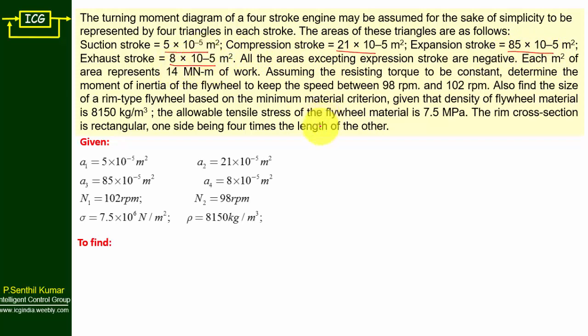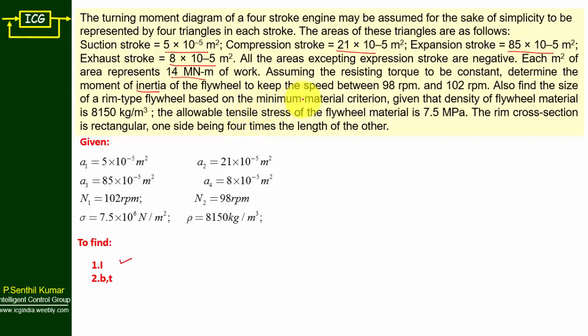So let me represent all these data in the given title. Each meter squared of area represents 14 mega newton meter of work. So 1 meter squared equals 14 into 10 power 6 newton meter. Assuming the resisting torque to be constant, we need to find the moment of inertia. So first we need to find the moment of inertia of the flywheel. So that is our first subdivision.